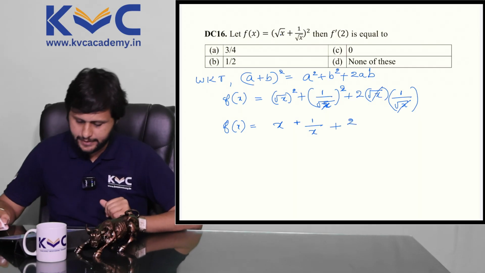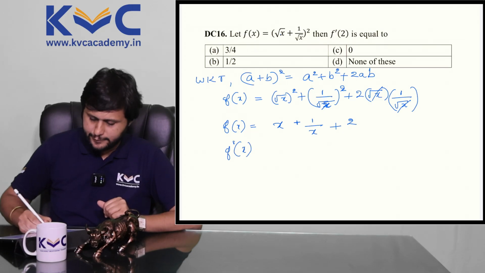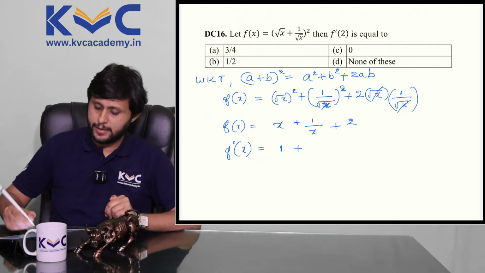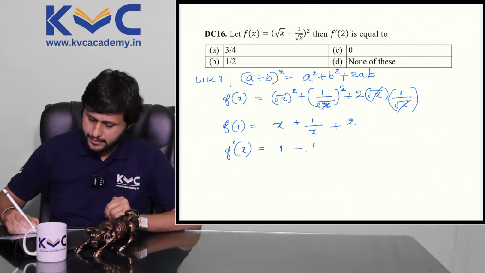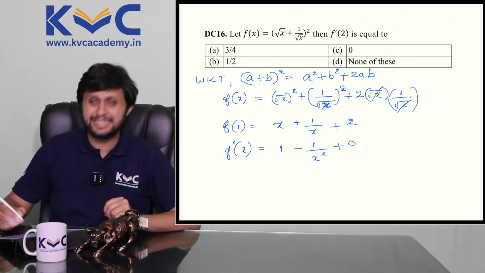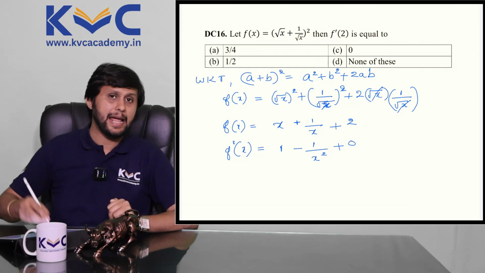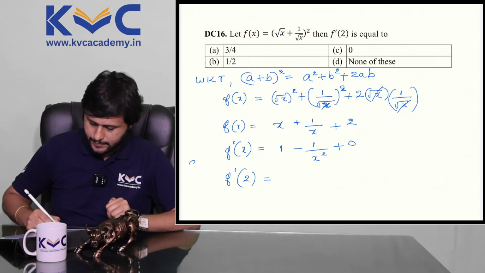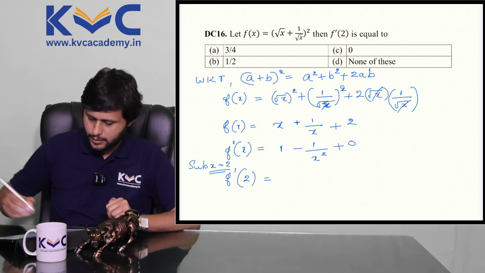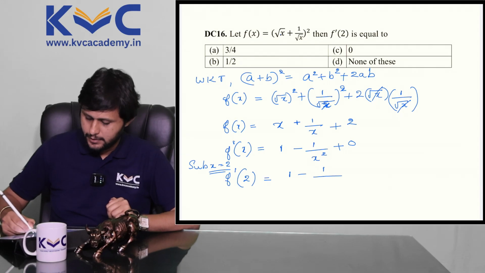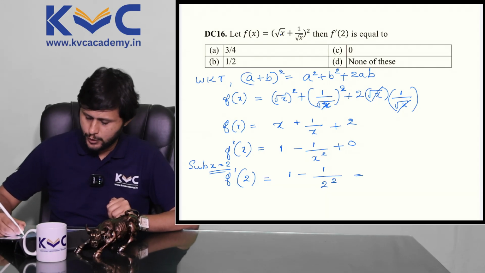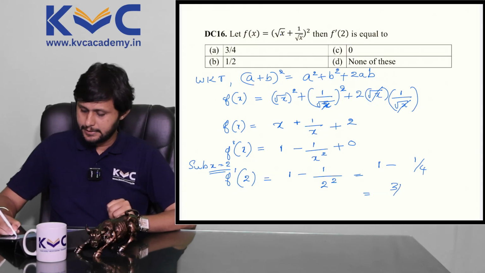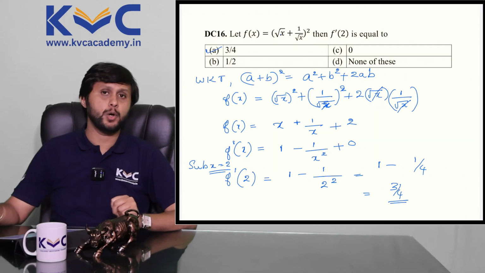Wow, much easier. So f dash of x, that is differentiating now both the sides. Differentiation of x is 1 plus differentiation of 1 by x is minus 1 by x square. Differentiation of 2 is 0. Now we need f dash of 2. In place of x, substitute 2. Substituting x equal to 2. Okay, we have 1 minus 1 by 2 square. 2 square is equal to 4. 1 minus 1 by 4. From 1, if you reduce 1/4, we get 3/4, and 3/4 is there in option A.